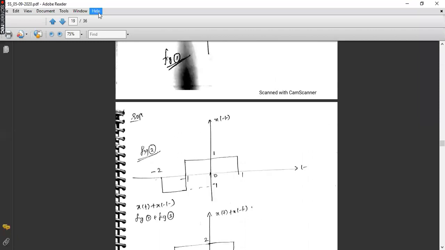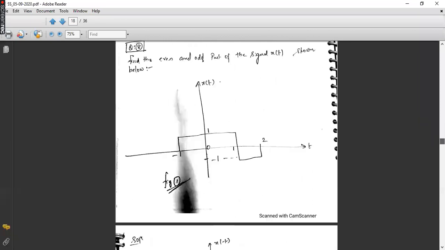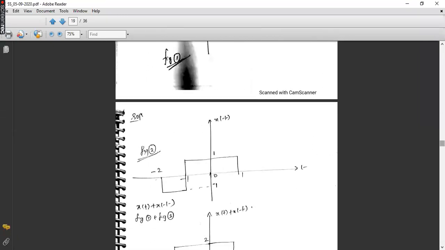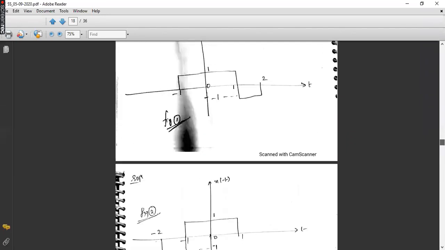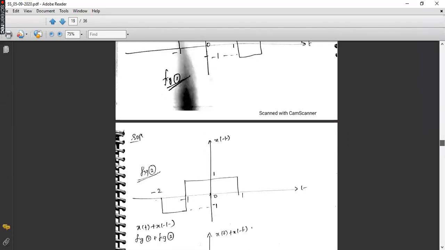Any doubts in x of minus t? Please, this is clear. Just what I have done is, whatever I have kept at 1, you will be putting at -1. Whatever we have at 2, you will be putting at -2. Okay, and this you have to bring to the right side, that is to the positive value. So this is your x of minus t. Now we are going to add these two, x of t plus x of minus t.